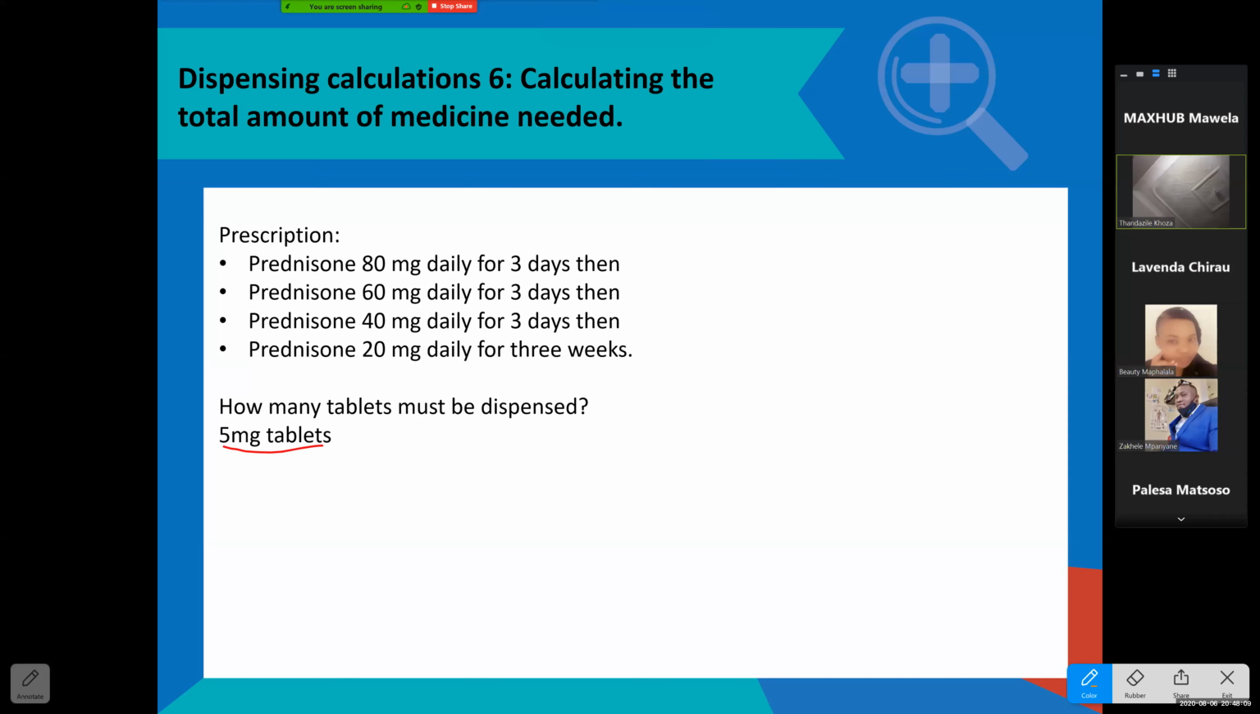Remember, you get a prescription that says this patient must get prednisone 80 milligrams daily for 3 days, then 60 milligrams for 3 days, then 40 milligrams for 3 days, then 20 milligrams for 3 weeks. 3 weeks is how many days? 21 days. The first one is 48. I want the final answer, how many tablets? Because you will never see the patient until after the last prescription.